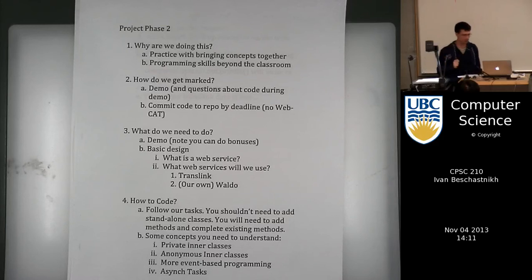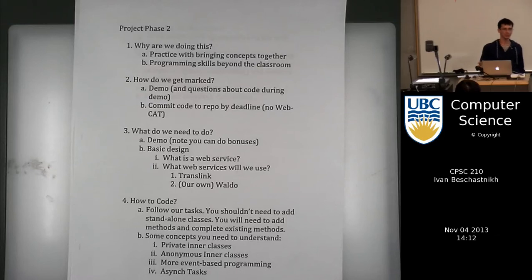The way you get marked on this project is there's no webcat. So we're done with webcat. Some of you might be really happy about that. Some of you may not be very happy about that. We looked at the webcat data, and people were submitting like mad. Some people submitted over 150 submissions. That's incredible to me. That would take me hours, just clicking on submit.